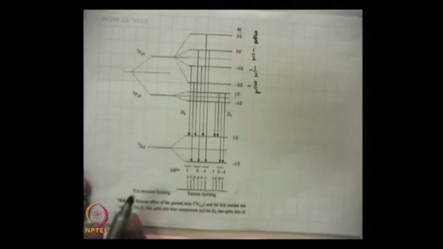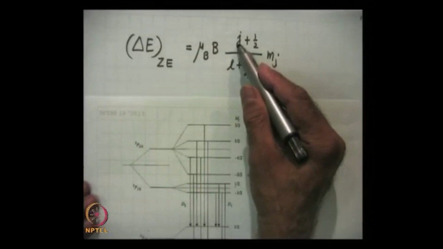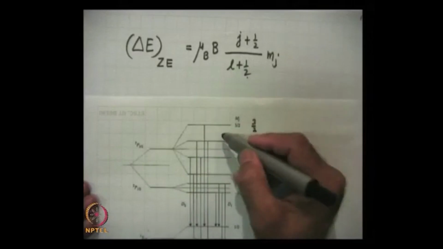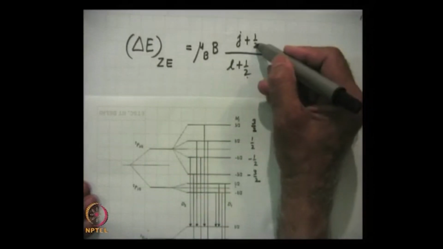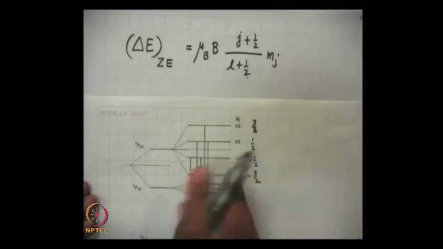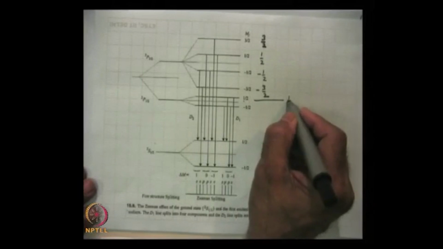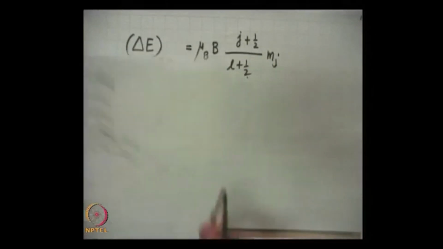And the splitting, as I had shown, depends on L and also depends on J. So, if J is equal to 3 by 2, the splitting is large; if J is equal to half, the splitting is small. I hope you understand this. So, for these two states, this is half and this is minus half, and let me consider this.